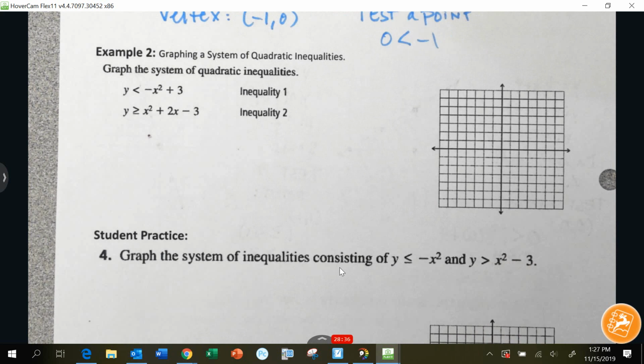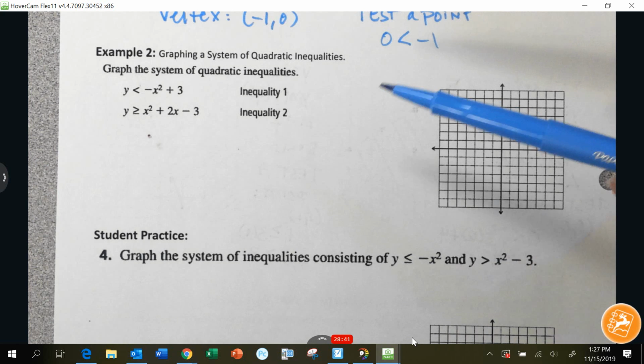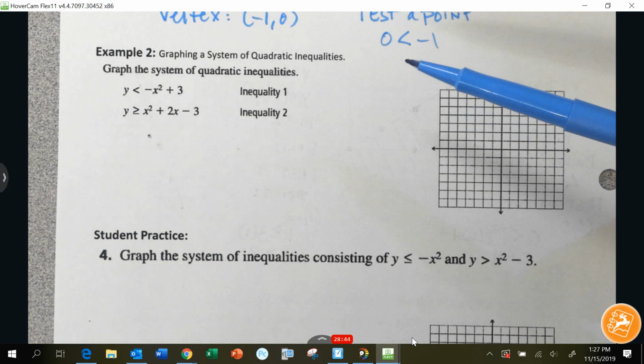Okay, and then the last example would be solving a system of quadratic inequalities. So we have a system.